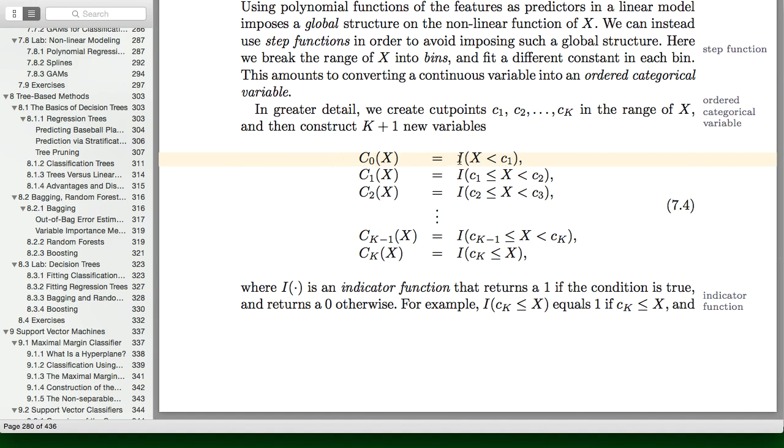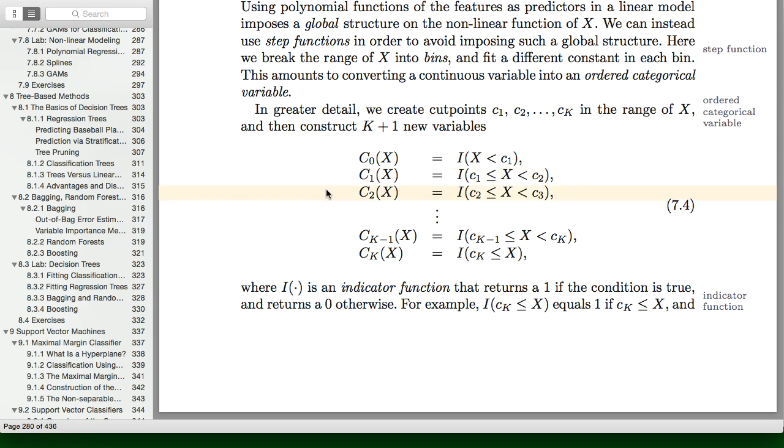So if x is less than the lowest category, so let's say that the lowest category is age 20, then this indicator variable is turned on, set to 1. If x is between 20 and 30, then this indicator variable is turned on, and all the others are turned off. By turned on, I mean this takes on the value of 1. This function takes on the value of 1. All of these other functions take on the value of 0.